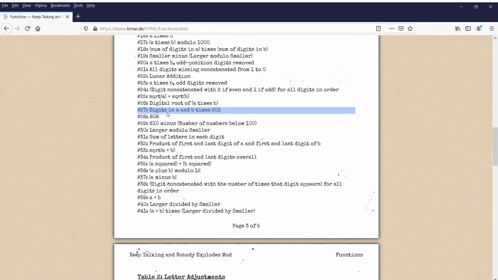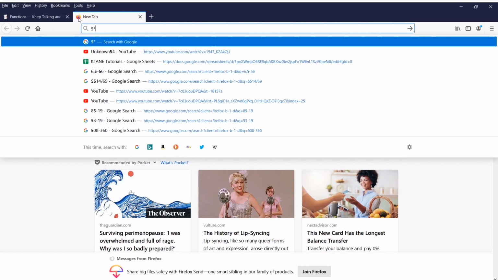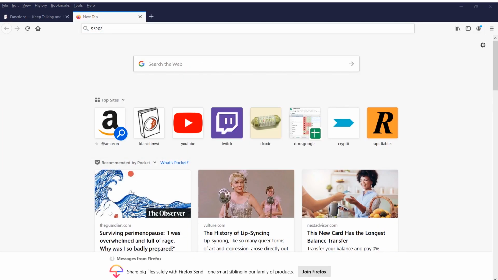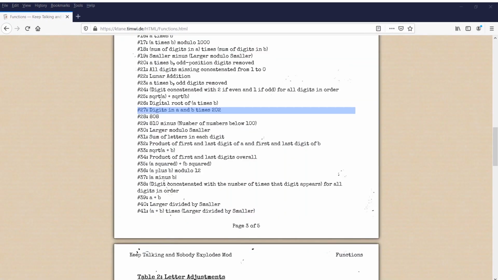So it's the digits in A and B times 202. There are 1, 2, 3, 4, 5 digits, multiplied by 202 is 1010. If I did that correctly. Yes. Now, I didn't expect to get 808, so I'll do a couple examples since I have a little setup.